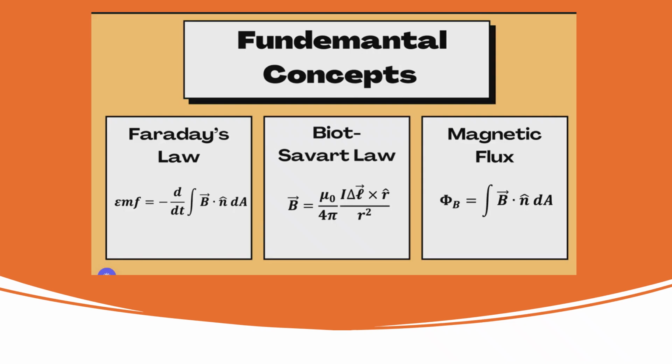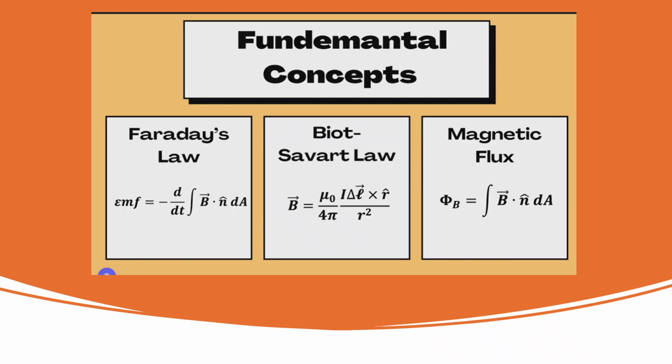Some fundamental concepts behind this lab. First and foremost, we have Faraday's law, which states that the electromotive force is equal to the negative derivative of the integral of the magnetic field times the normal vector times the derivative of the area. And then the Biot-Savart law, which states that the magnetic field is equal to mu naught divided by 4 pi times the current times a very small change in distance in the wire, cross product with the position vector, divided by the magnitude of that position vector squared.